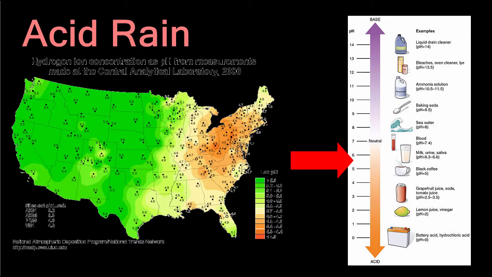Here is a map of the United States showing acid precipitation patterns across the country. Lower pHs are shown in red. You can see that the most problematic areas are in the northeastern part of the United States.